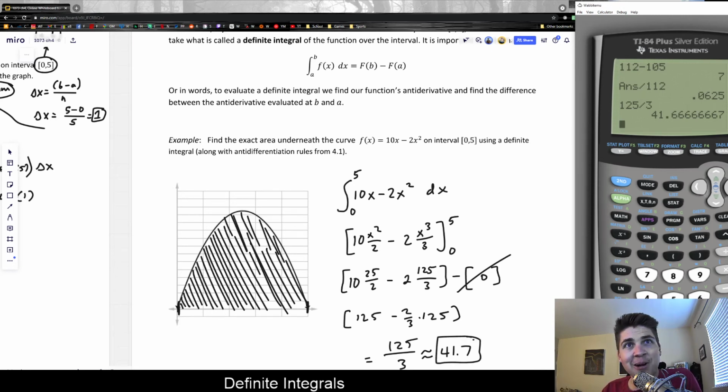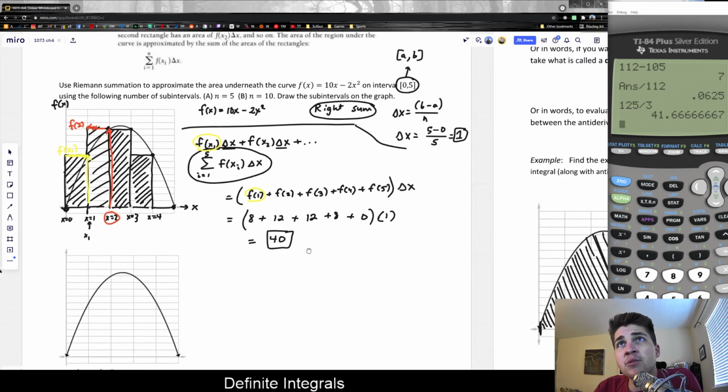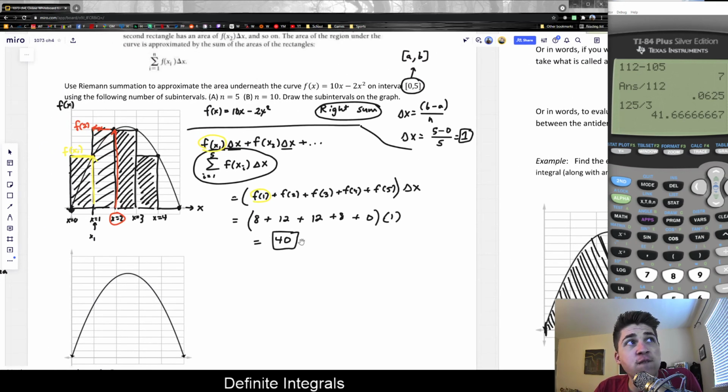Technically, that is an approximation to the exact number. The exact number, if we left it as a fraction, that would be the exact area under the curve. But you can always take the exact area and round it off, and that's good enough. But just be careful if it says exact area. For example, the online homework might want you to enter it as a fraction instead. And notice it's very close to the Riemann sum answer we got, 40, which was an approximation.